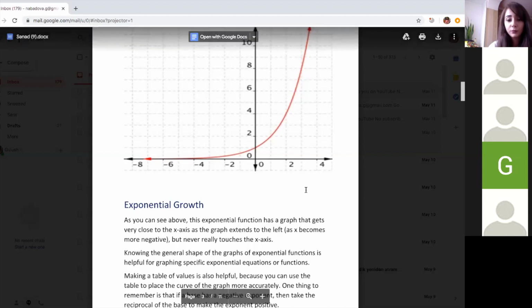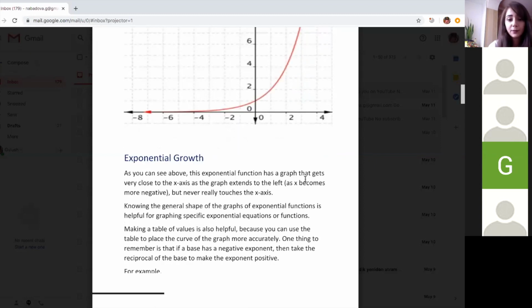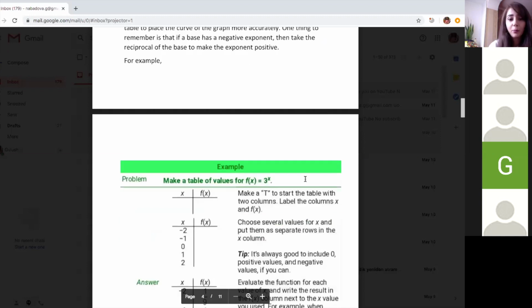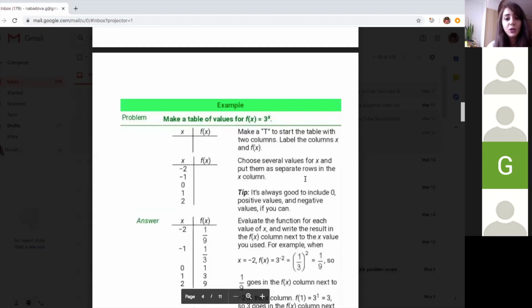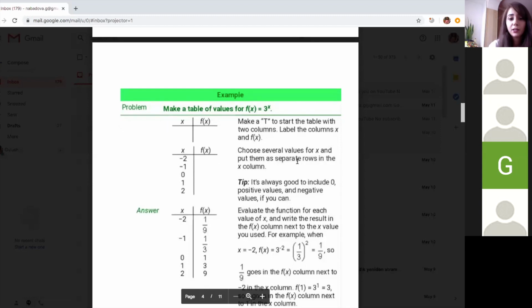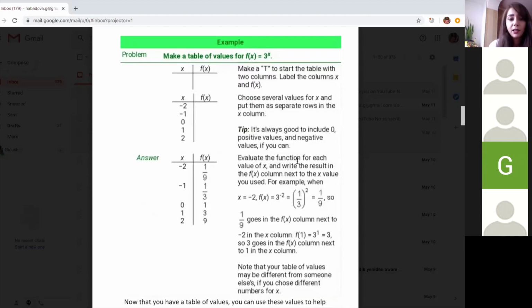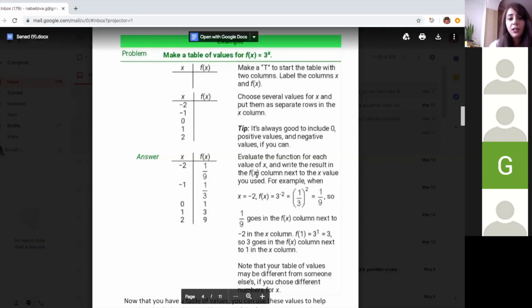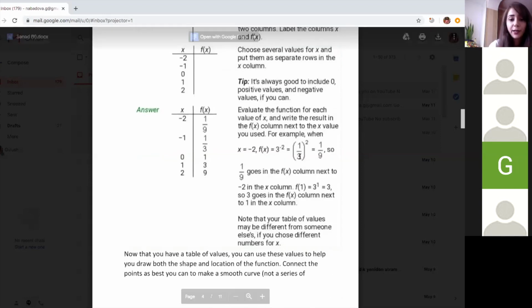So, what else? The example about this problem. You gave the example and the answer. To start, make a table with 2 columns. This is the variable x and f(x). And you give the input and output. Great.